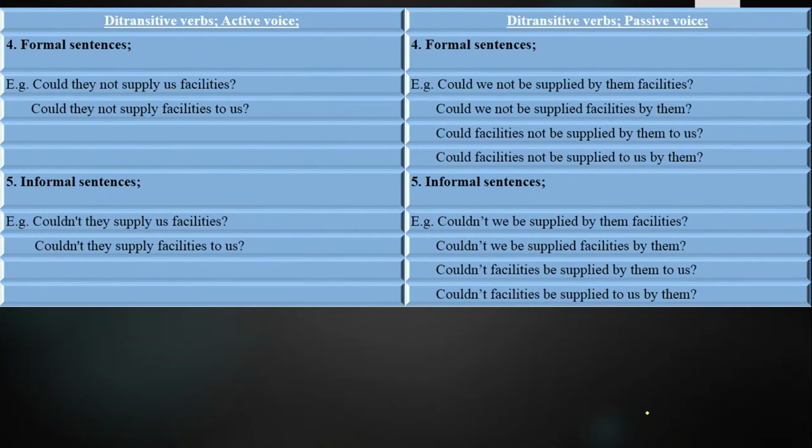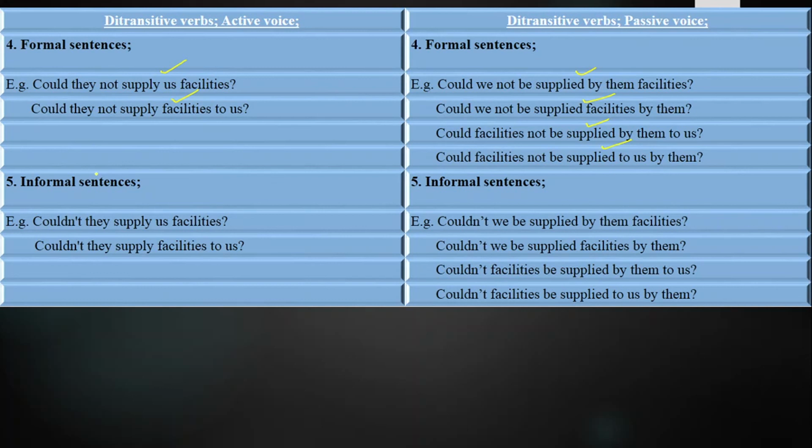Next we have got the formal sentences. Those sentences in which we ask questions, deny the statement, we ask them in a formal way, polite way, respectful way, are called formal sentences. Could they not supply us facilities, could they not supply facilities to us, could we not be supplied by them facilities, could we not be supplied facilities by them, could facilities not be supplied by them to us, could facilities not be supplied to us by them.